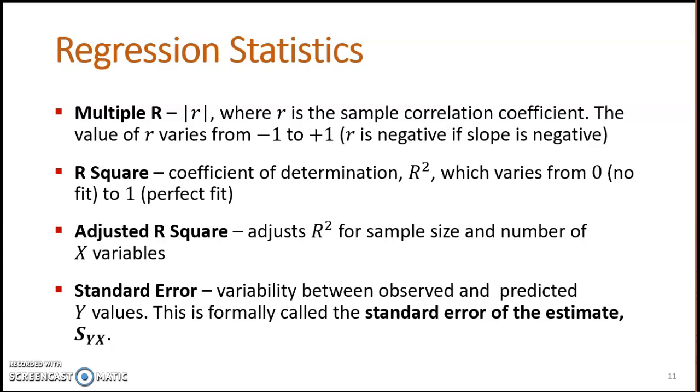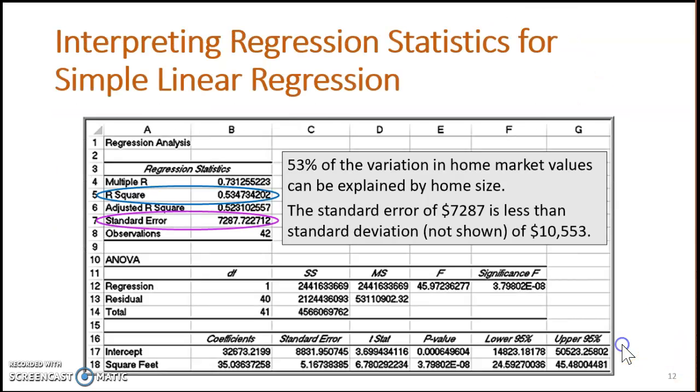The last regression statistics term is the standard error, which is the variability of the observed and predicted Y values. Formally, this is called the standard error of estimate. So if the data are clustered close to the regression line, then the standard error will be small. The more scattered the data are, the larger the standard error will be.